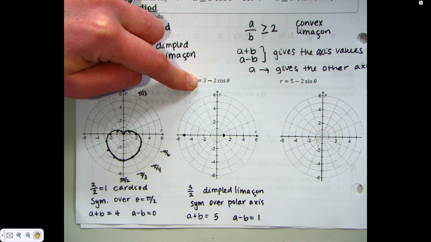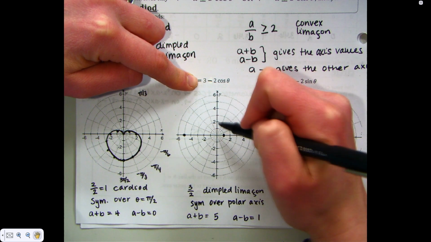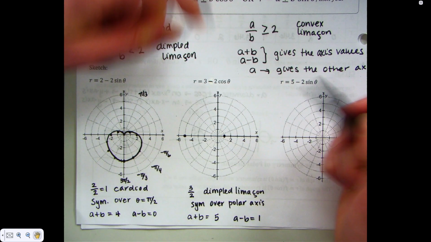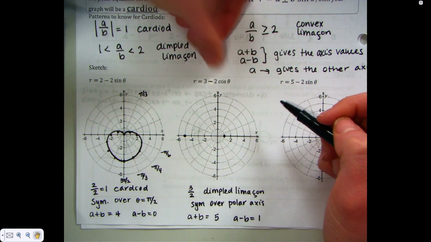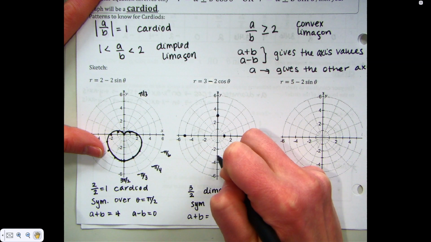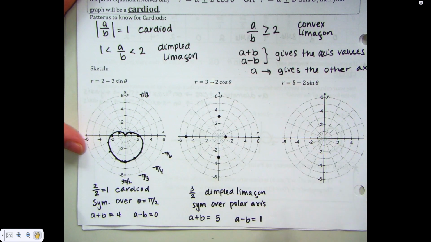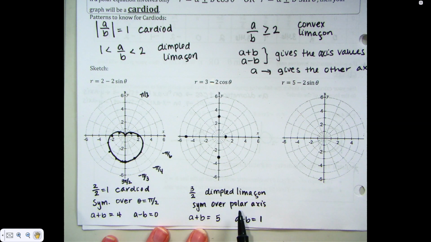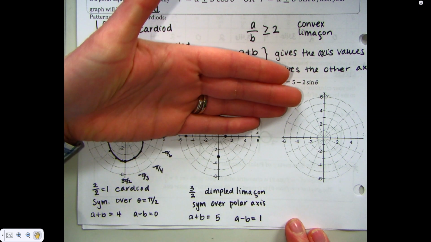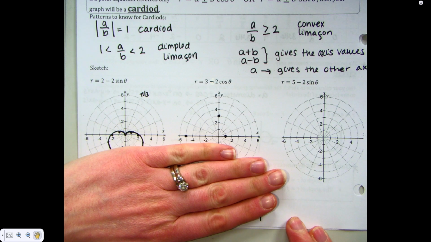And likewise, if I were to plug in values that made cosine 0, this whole second term would disappear, and I would have 3. So again, those 4 coordinates would give me a reasonable idea. If I knew that this one was a dimpled limacon, I could sort of sketch it in. We can plot a few more points to get a little bit better shape because we don't have them memorized very well just yet. Given that I'm symmetric over the polar axis, I'm going to plot the top half and then I'll reflect it into the bottom.